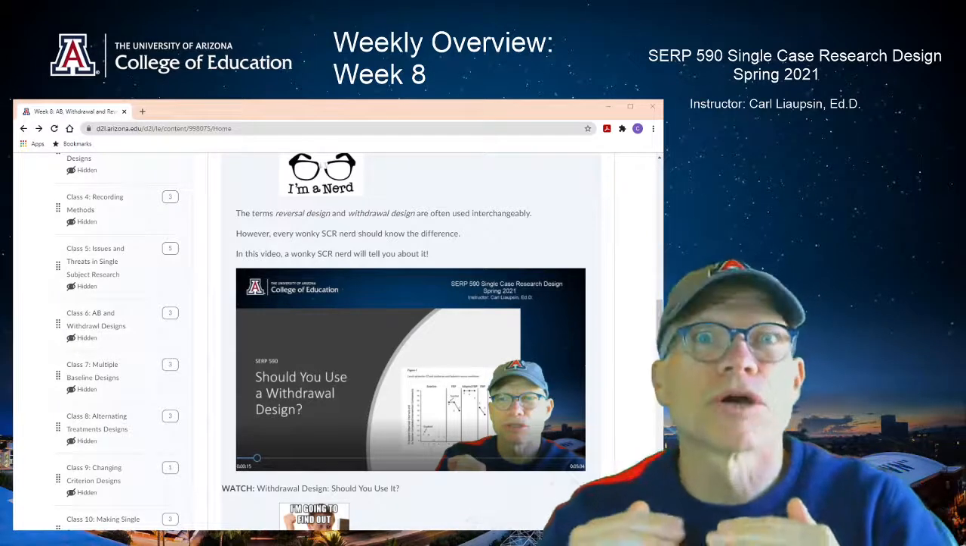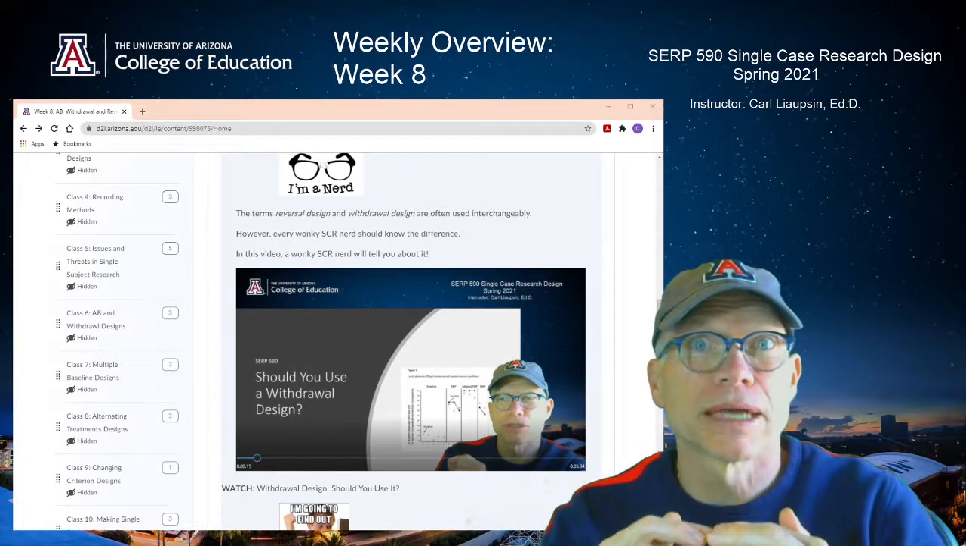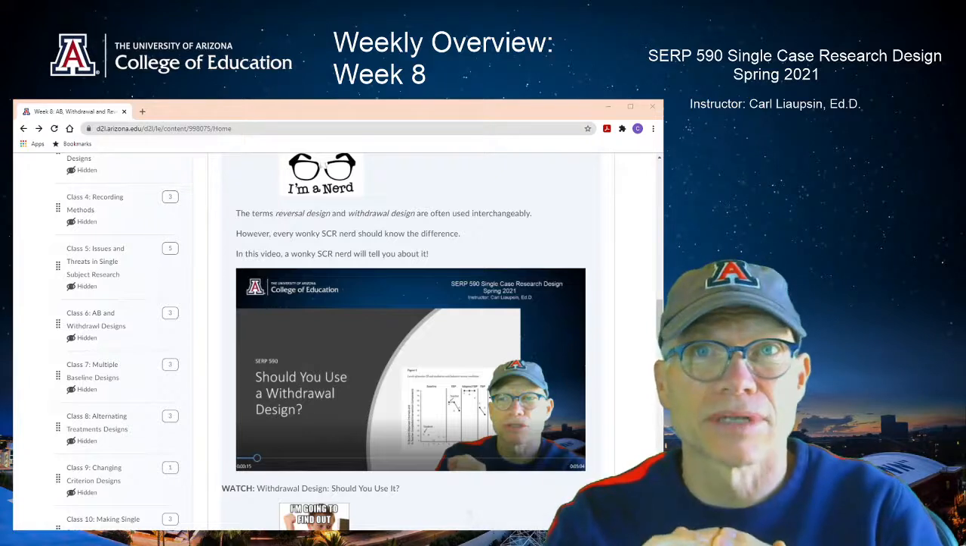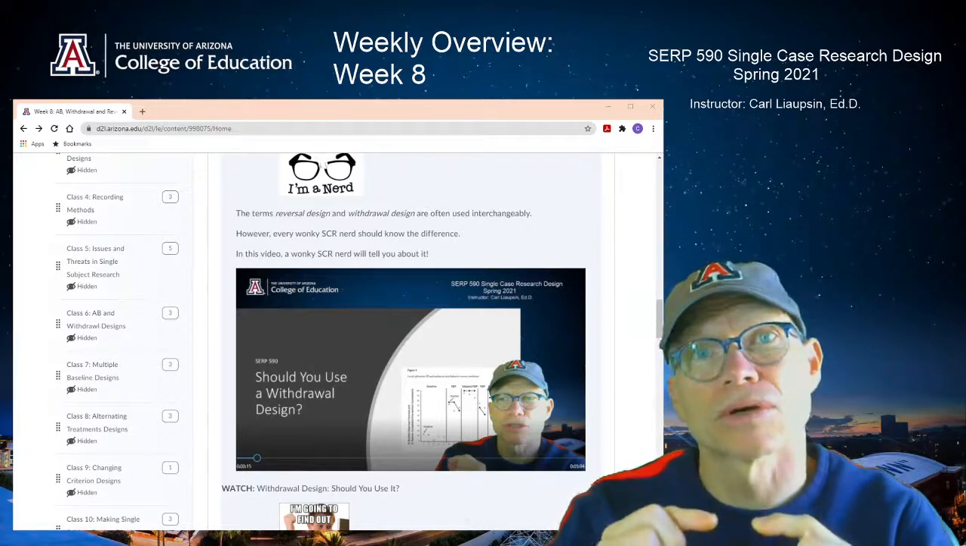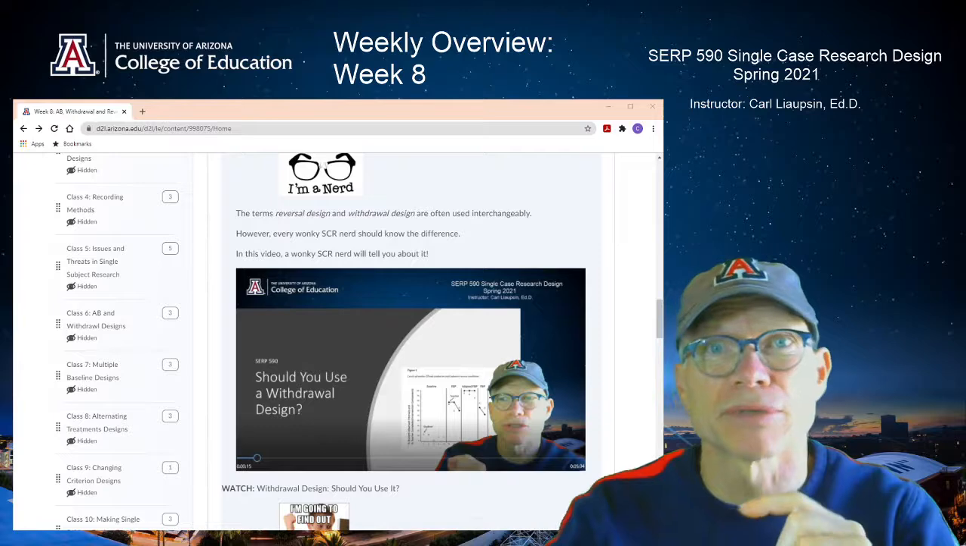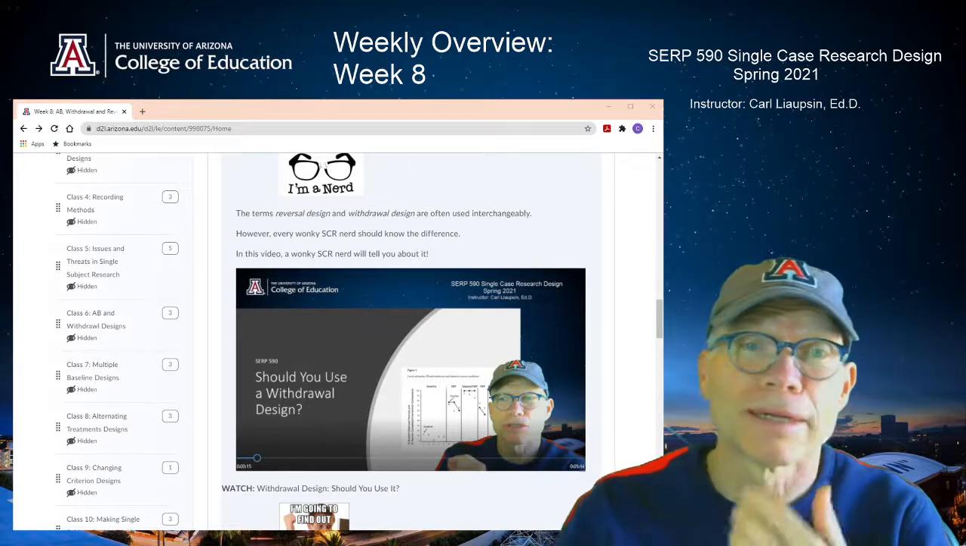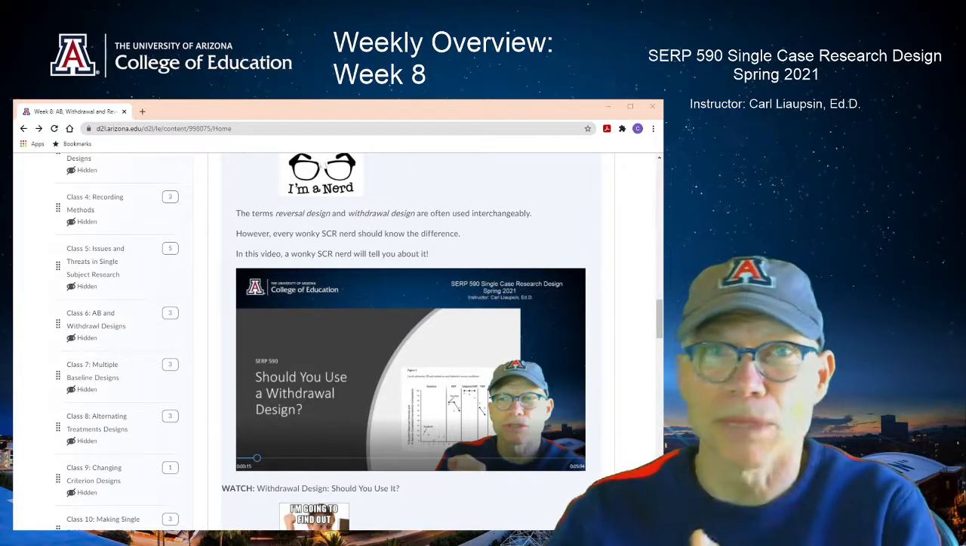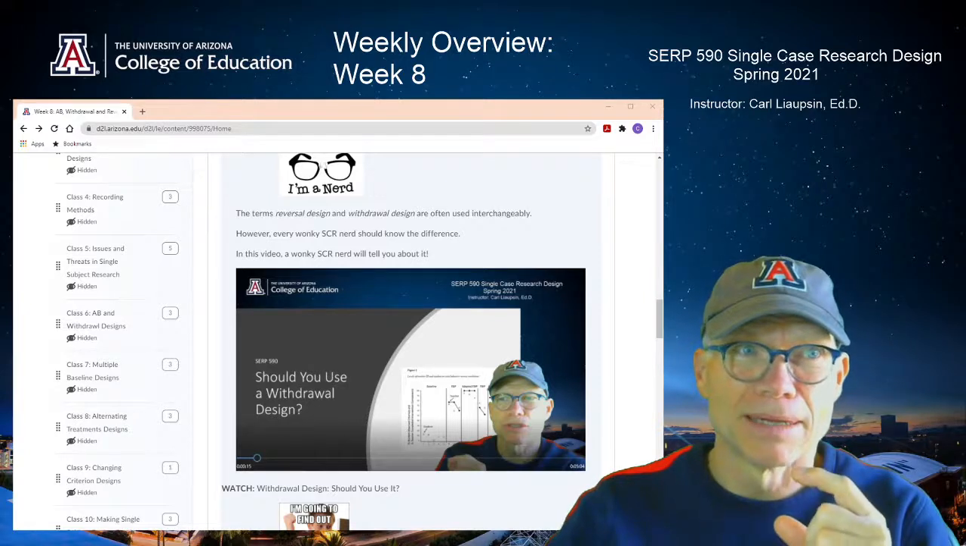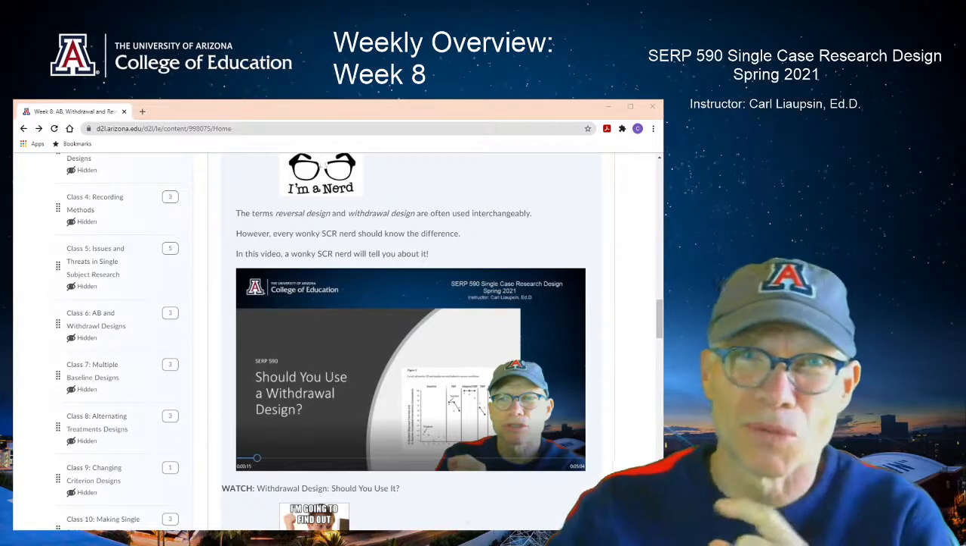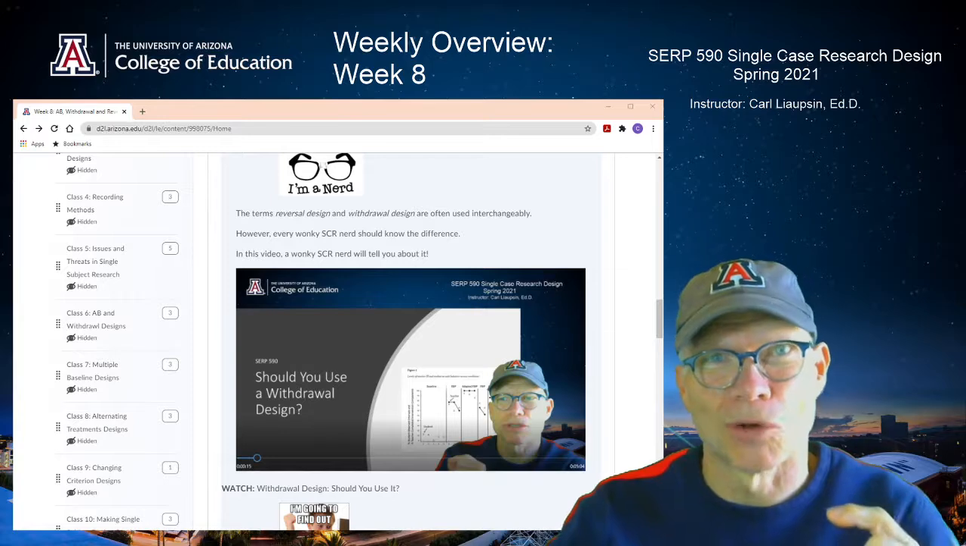So really go back and look at the Ledford and Gast text. It's a really good one. It looks long, but most of it is examples, and the examples are pretty cool. And the examples, the way they present them, it makes it so that you don't have to read a whole research article to understand a whole research article.